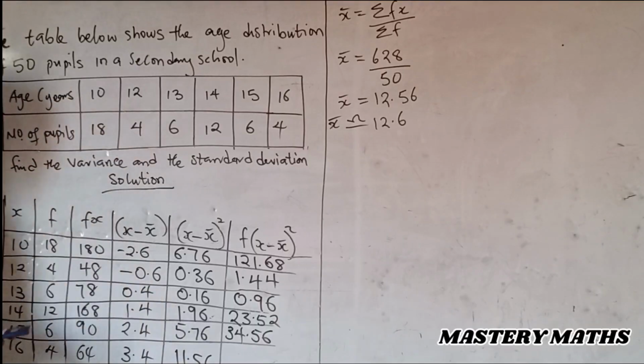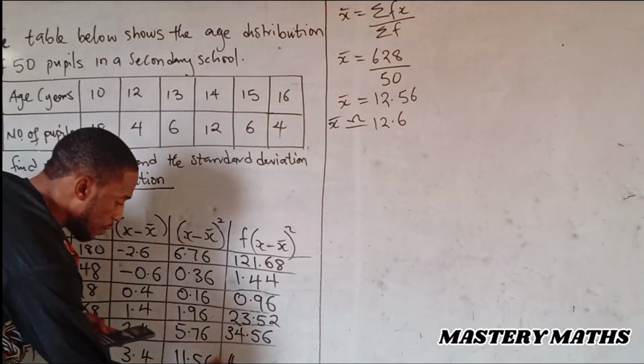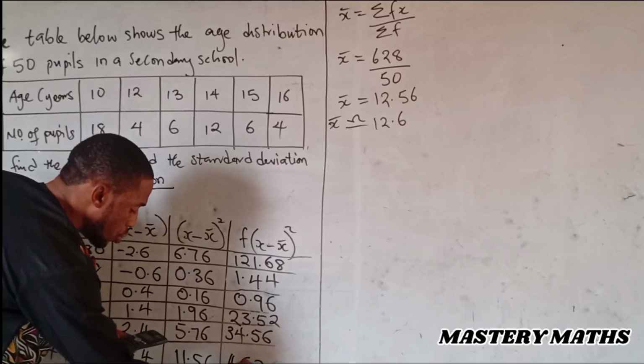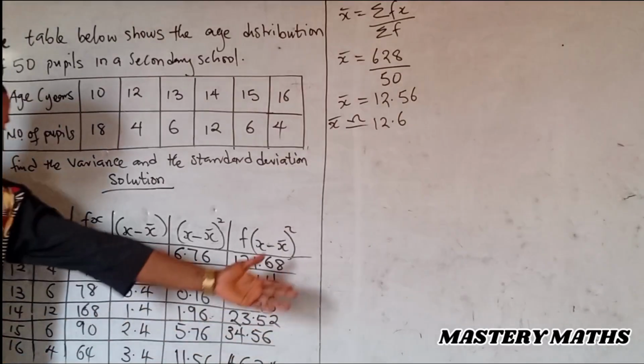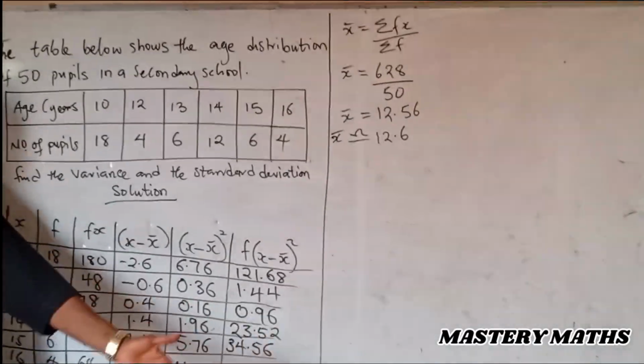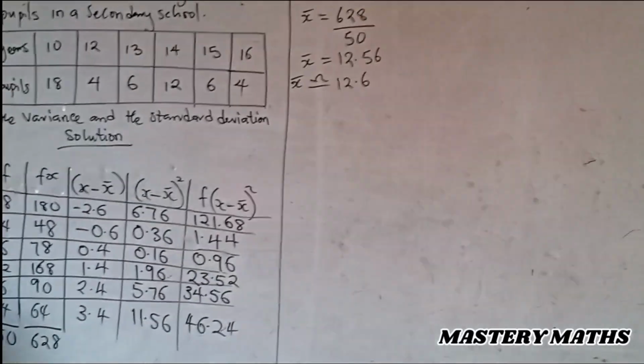4 times 11.56, which will give us 46.24. Now we've covered up the tables. We've completed the tables. Now what will be the next thing we do?